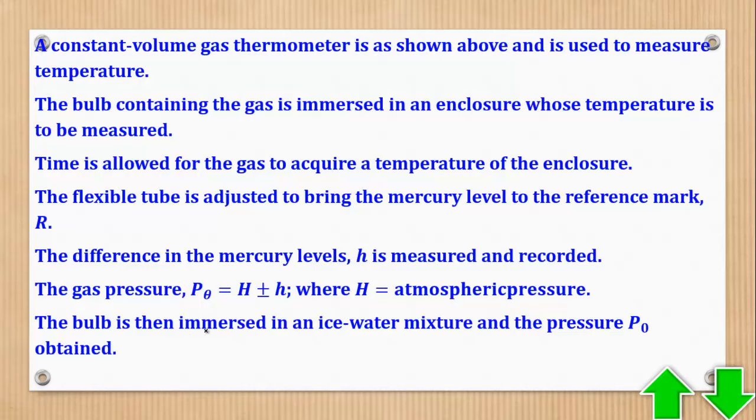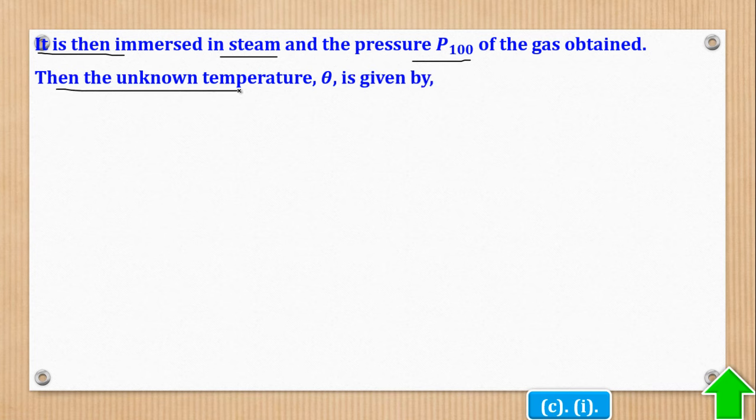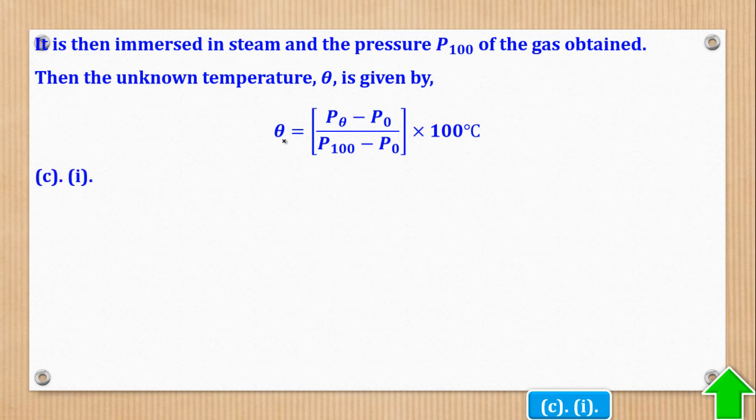The bulb is then immersed in ice-water mixture and the pressure P0 is obtained. So before we complete the sketch for this slide, then we can go to the next slide. It is then immersed in steam and pressure P100 of the gas is obtained. The unknown temperature can now be calculated from this expression. And basically that's what they wanted.